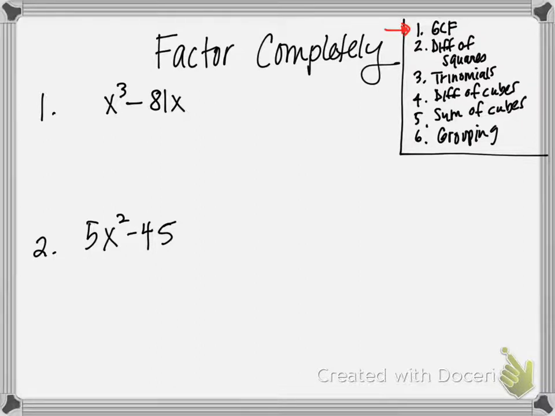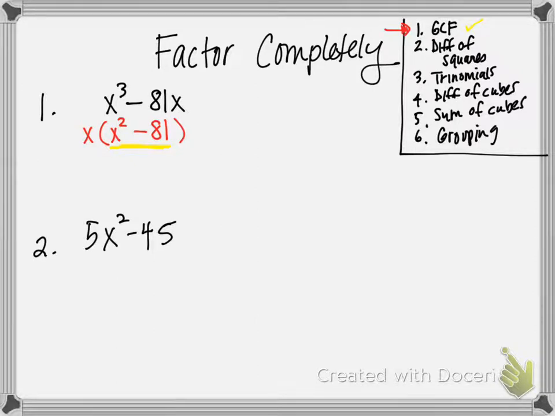So for number one, checking that, I do see that they both share an x. So I'm going to factor out an x. So x times x squared gets me back to x to the third, minus x times 81 gets me back to 81x. So checking what's left in the parentheses, if I could still factor this using any other method, we've already done GCF, so that one's finished. I do need to continue factoring.